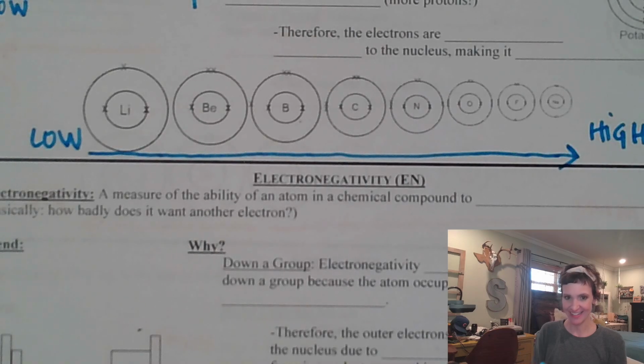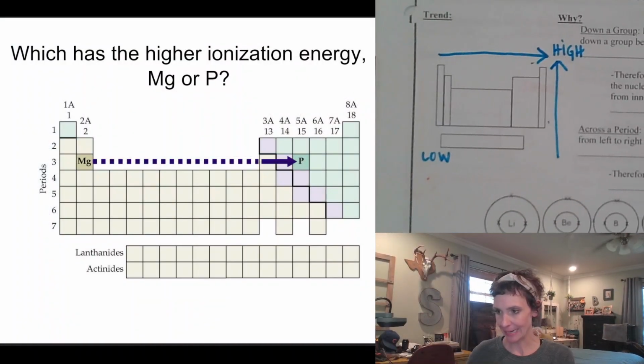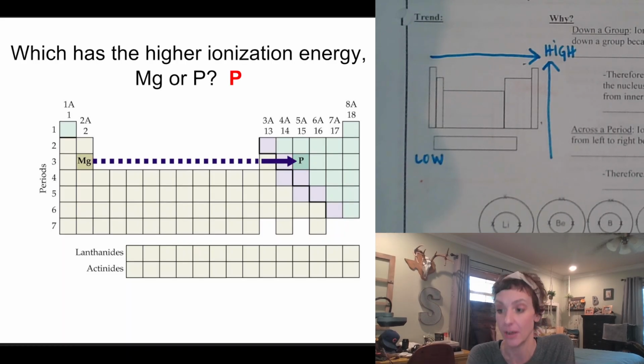Okay, this is getting fun. Now let's do our little game, which I love so much. Okay, so I'm going to keep my little mini ionization energy trend to help me out here. Which has higher ionization energy, magnesium or phosphorus? Well, we know that they are in the same period. We know ionization energy increases because that nucleus is getting stronger, which makes the atom smaller, which makes them hold on to the electrons tighter, which makes the electrons harder to remove, therefore higher ionization energy. So the answer for that is phosphorus.